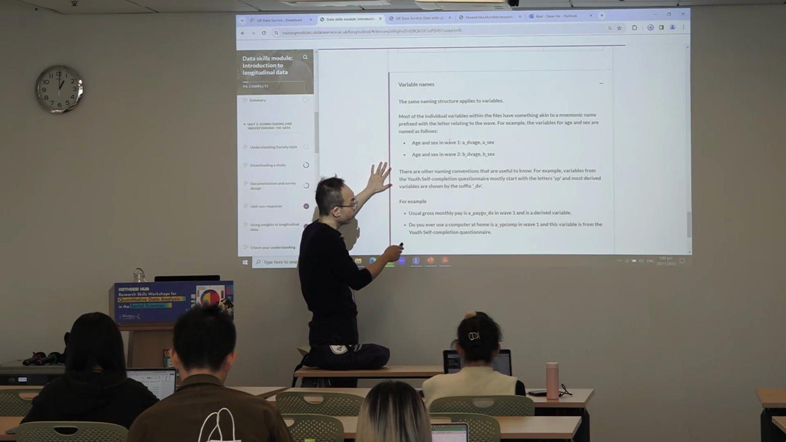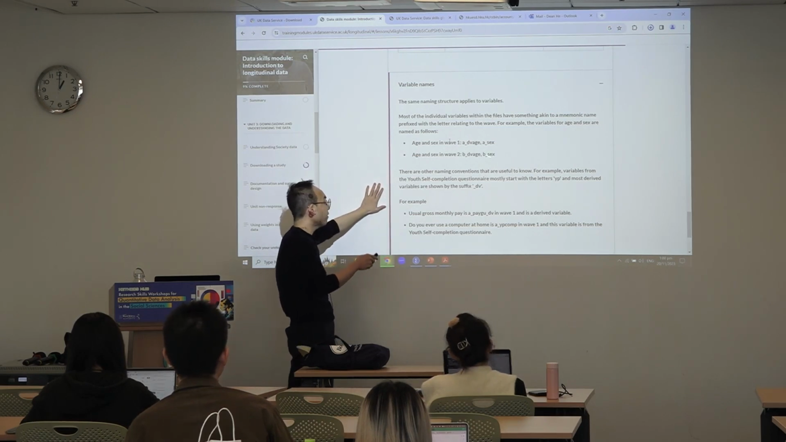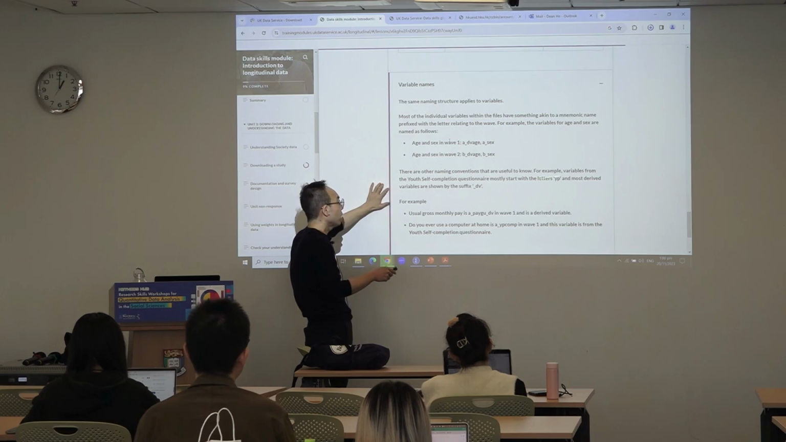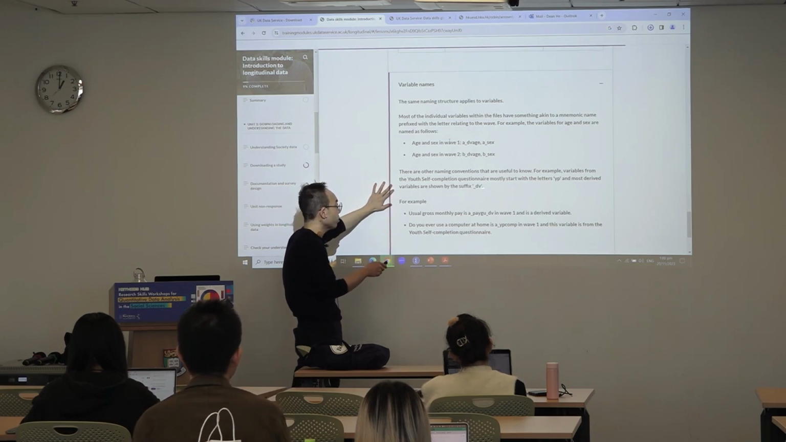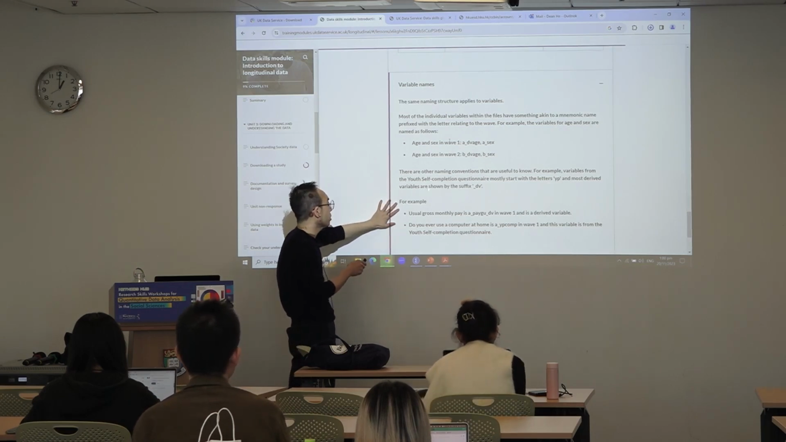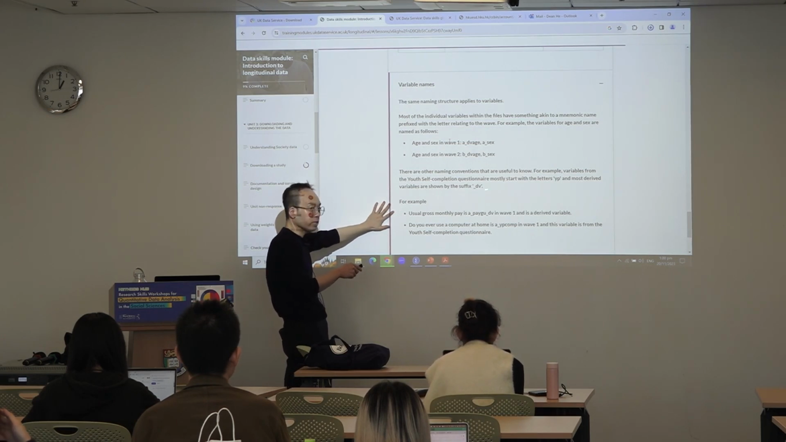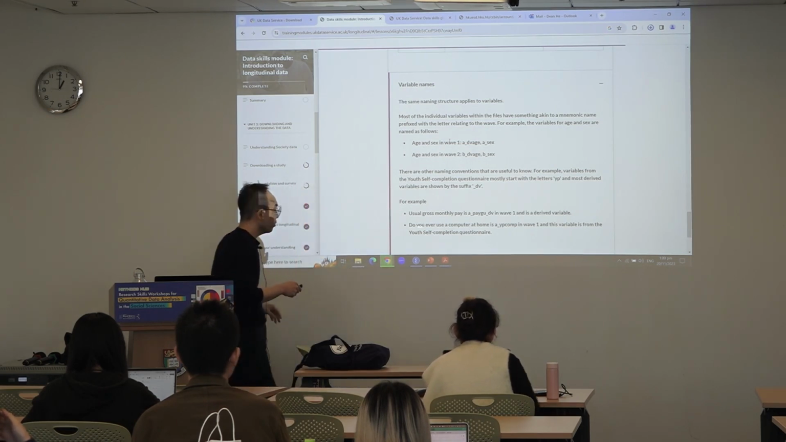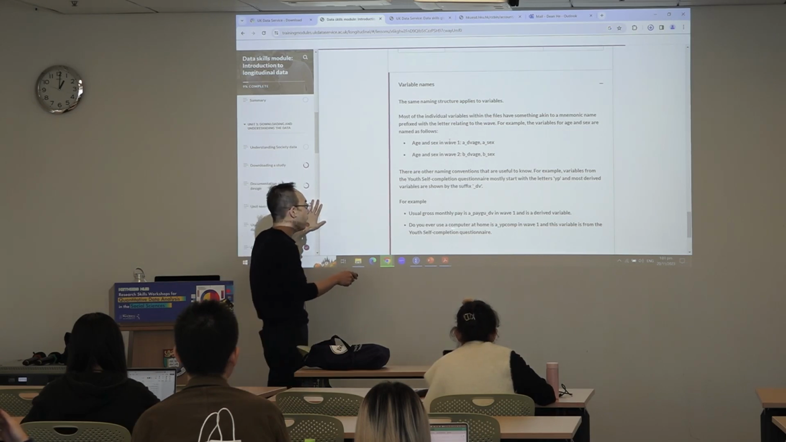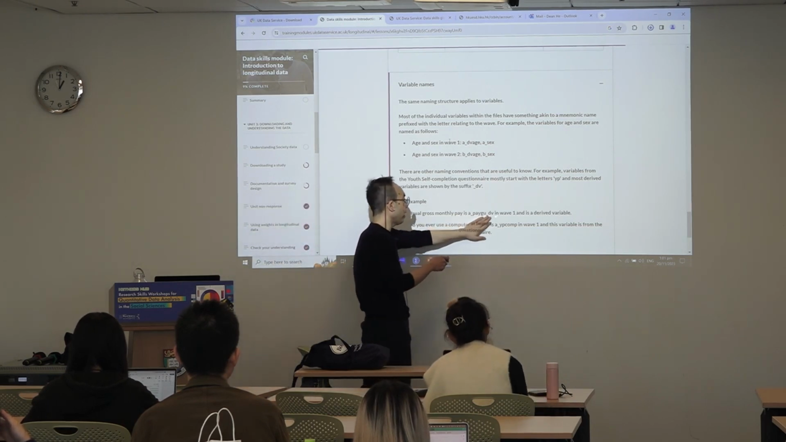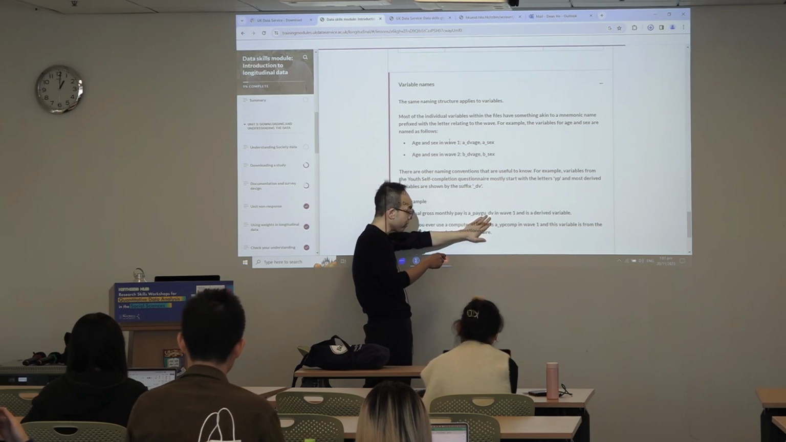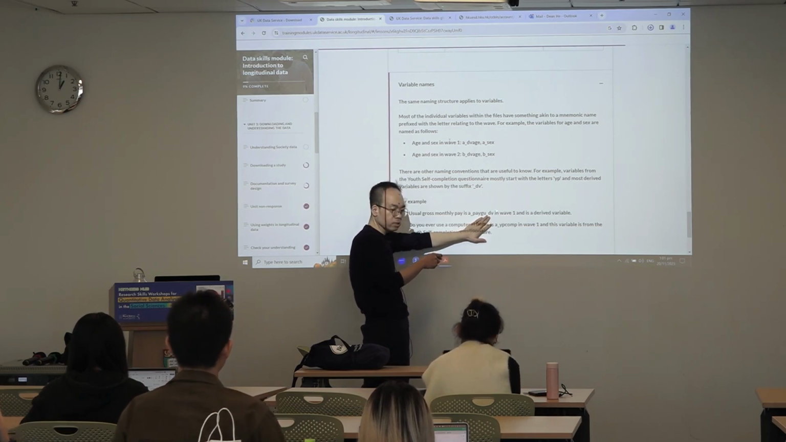But age and sex in wave 2 starts with a B. So these are naming conventions that we talk about, useful to know. Variables from the different youth questionnaire mostly start with the letters YP, and most derived variables are shown by a suffix, underscore DV. For example, this is using monthly pay. This is a derived variable. The notation of a derived variable is that you calculate it, you derived it, but to make note of this and differentiate it from other existing variables in wave 1, you would add the underscore DV.